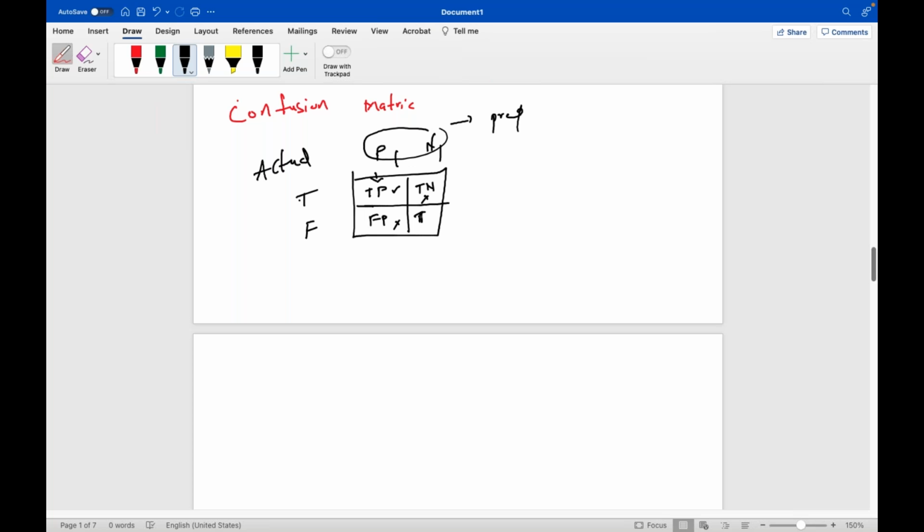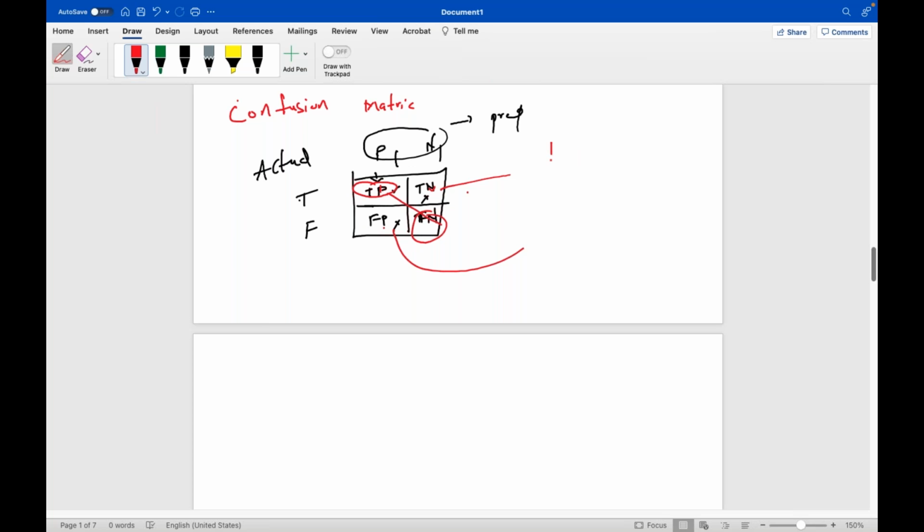False negative, sorry, false negative. Okay, so here this is the confusion matrix. This one and this one could be correct results, and this one is the wrong results. So this error and this error we are calling type 1 error or type 2 error.